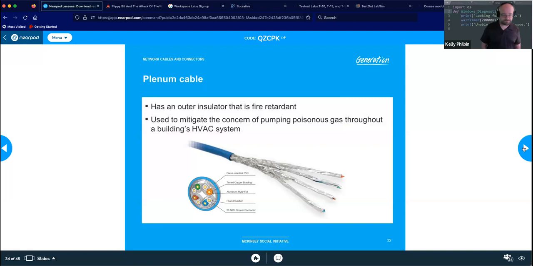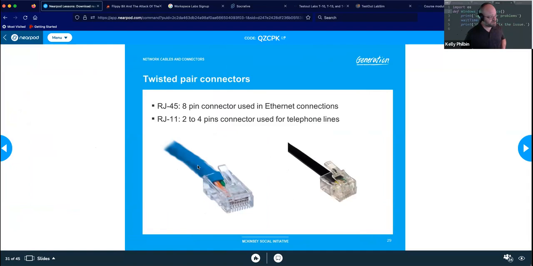And why you will have 2 on this is because on your normal shielded and unshielded twisted pair cables, this sheathing is made out of PVC. It's polyvinyl chloride is what that stands for. Does anybody know what happens when you burn PVC? Toxic fumes. You get chloride gas, chlorine gas. Not very good for humans.